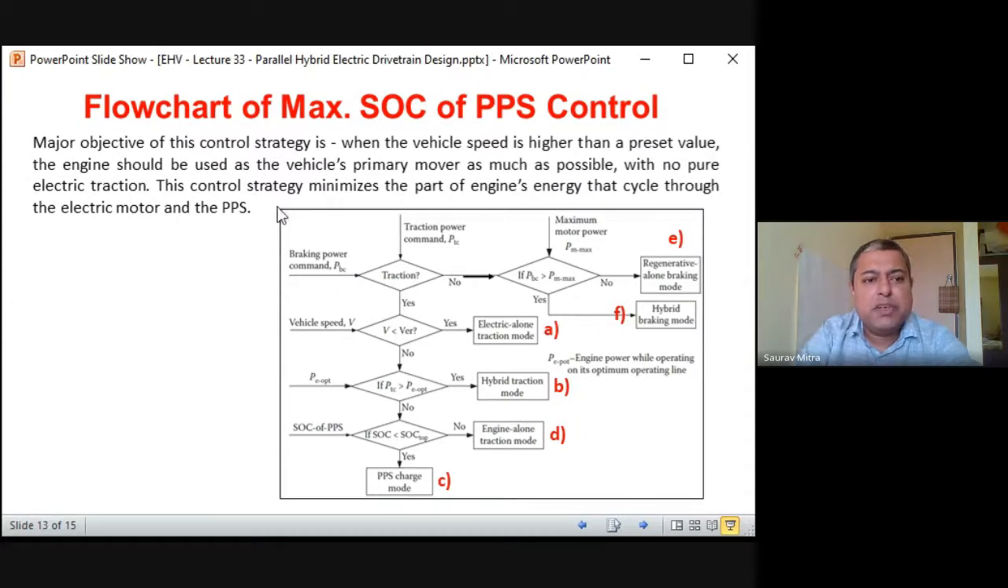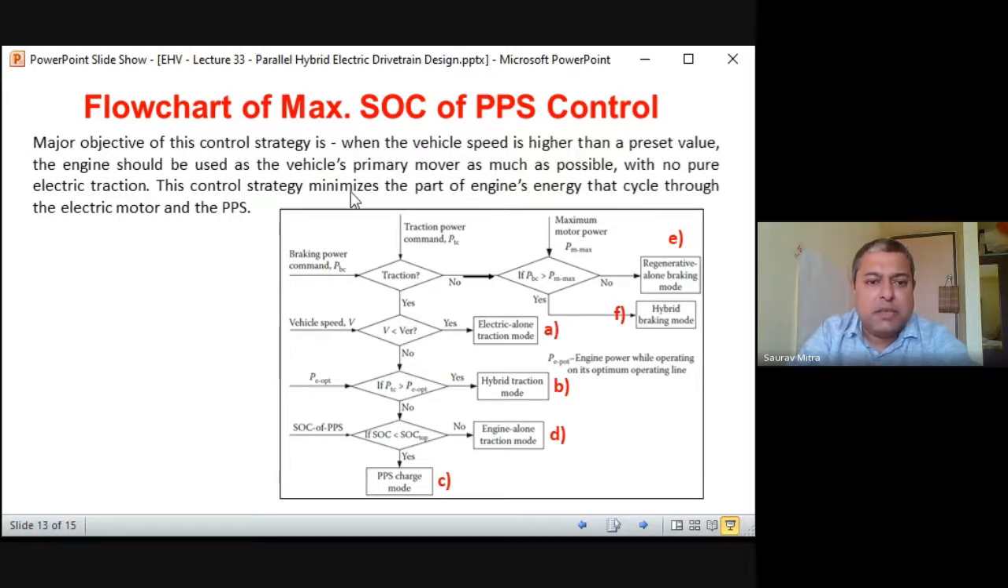So in this case, the major objective of the control strategy is that when the vehicle speed is higher than the preset value, the engine should be used as the vehicle's primary mover as much as possible, with no pure electric traction. That means we have to use the engine most of the time for driving the vehicle. So PPS should be used as little as possible. But when too much power is asked, at that time engine and PPS both should be used.